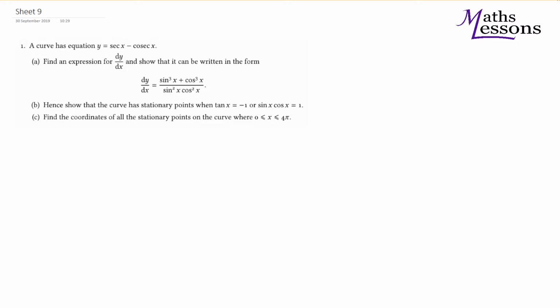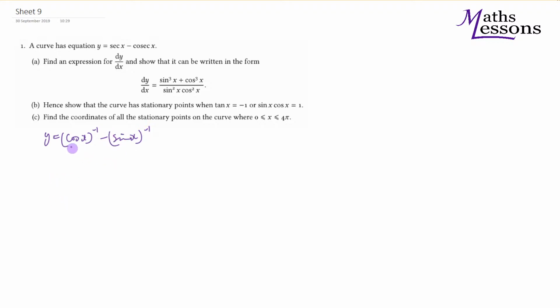Right, so this is a tricky one to start off on a Monday afternoon. And so we're going to find an expression for dy by dx for this thing here. Well, seeing as it's going to have all these sines and cosines in it, let's just write this as cos x all to the minus 1, and this as sin x all to the minus 1.